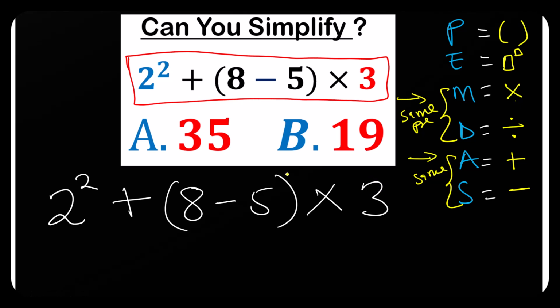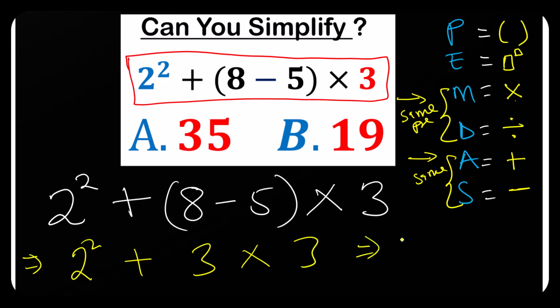Okay, now that everything is set, let's proceed. So we have parentheses here, 8 minus 5, so 2 squared plus (8 minus 5), which is 3, times 3. Now 2 squared is what? 2 squared is 4, plus 3 times 3.